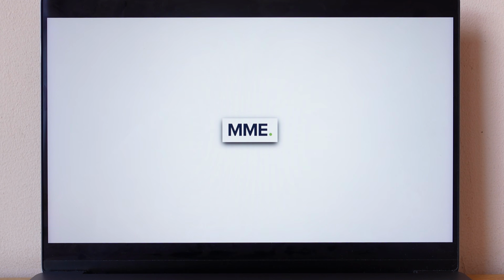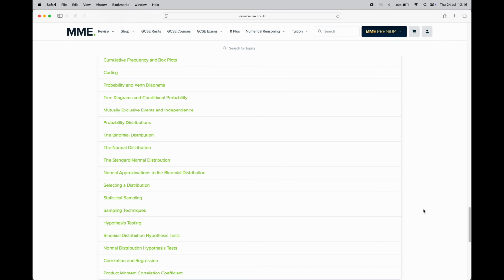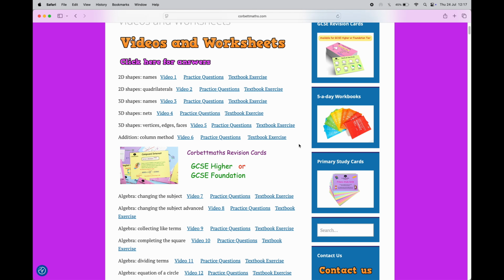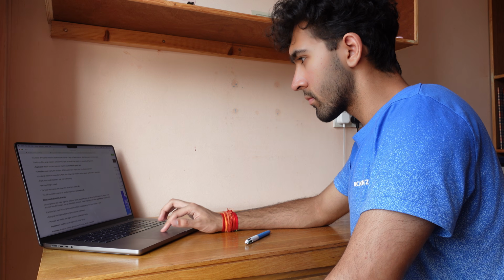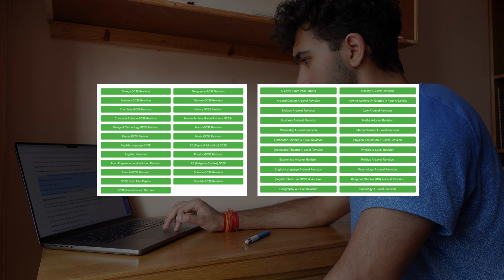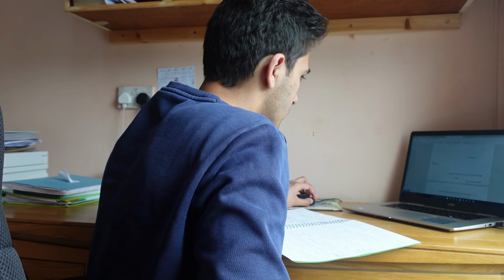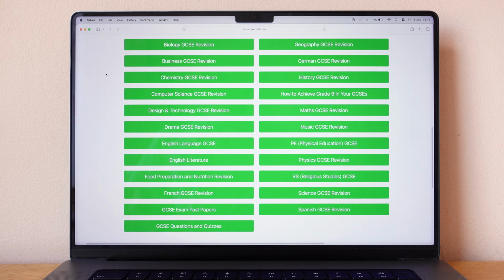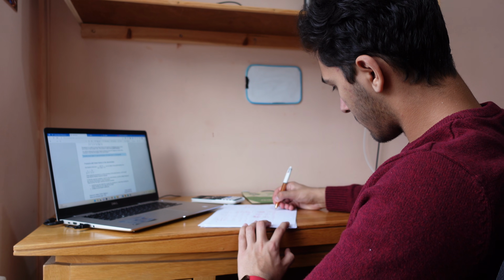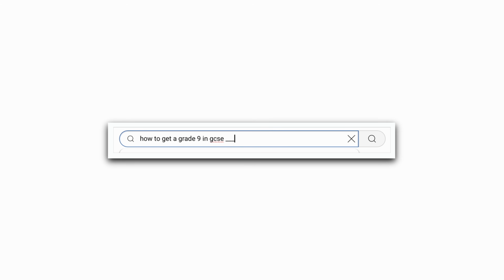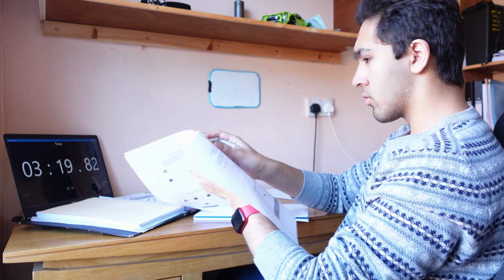I also used MME Revise a little bit for some topics in maths, and Corbett Maths as well, which covers everything. There's also Revision World, which has notes for lots of different GCSE and A-level subjects. It has all the past papers as well. I didn't use this at all, but if there is a subject I did not cover, it will likely be covered on this website. And if there was a subject that I missed, then you could search it up on YouTube and see what students would recommend for resources.